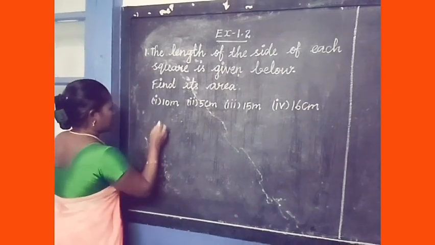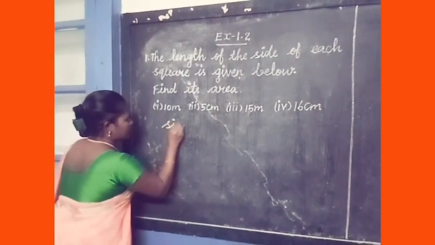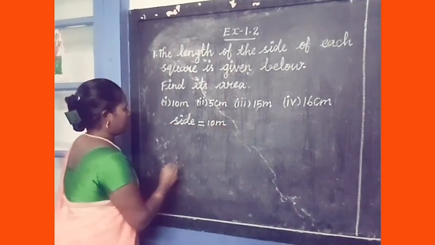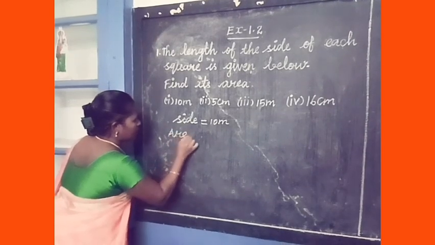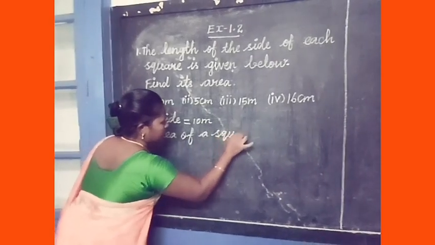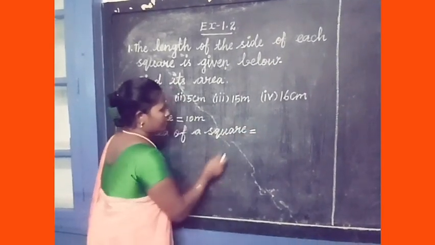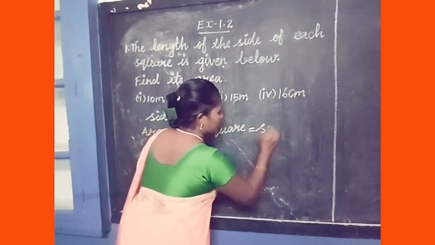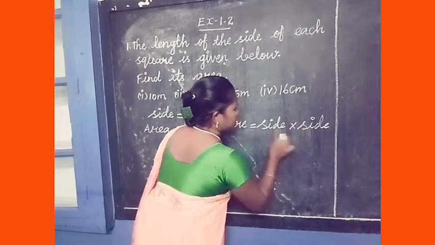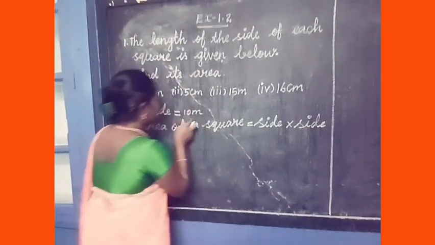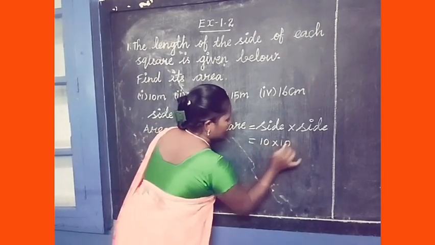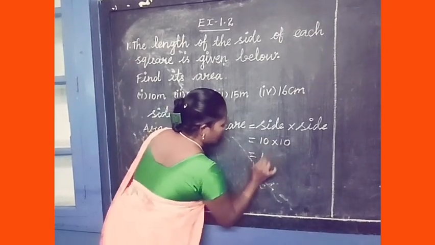First we write the given value. Side value is given. Side is equal to 10 meter. Next we write the formula. Area of a square is equal to, what is the formula? Area of a square formula, side into side. In short form, we write S into S. So side into side, the side value is 10 meter. We write 10 into 10. So 10 tens are 100.